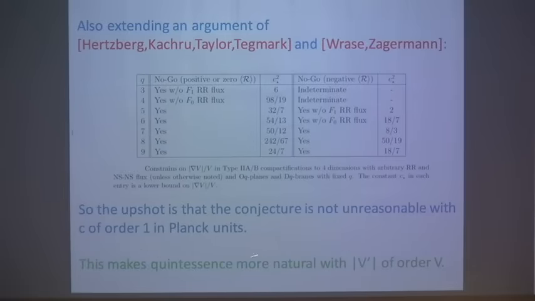Okay? Well, this also makes quintessence more natural because now V prime of order V is not double fine tuning. It's very natural in the context of string theory. So now we don't have that objection. The two or three natural objections raised against quintessence are alleviated in the context of string theory if this Swampland condition is correct.